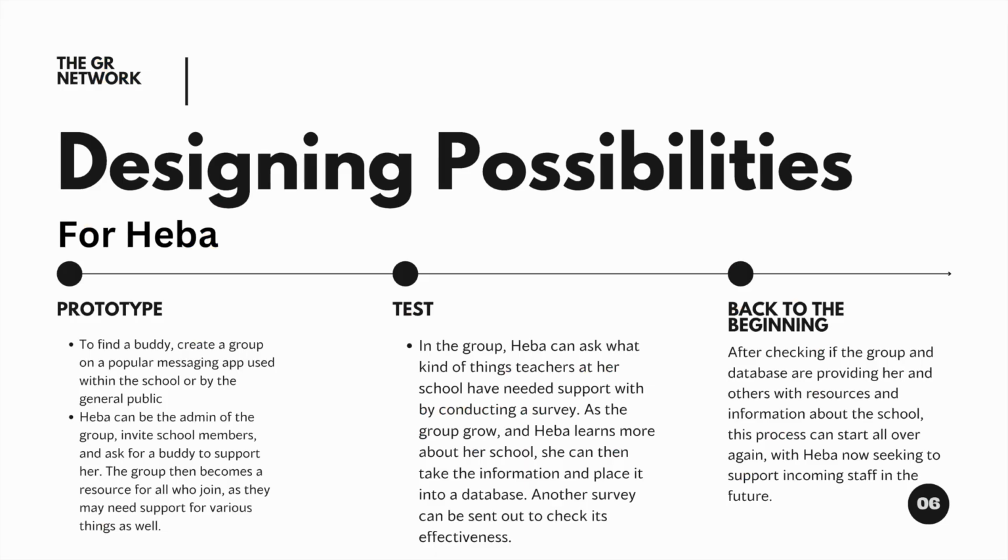Since the problem Heba faced was in the past, creating a prototype for a past event is difficult. However, the prototype that can be designed is for the next onboarding event, which Heba could be a part of. My prototype would be the following: to find a buddy, which Heba successfully had done, and create a group on a popular messaging app used within the school or by the general public. Think WeChat, WhatsApp, etc. Heba can be the admin of the group, invite school members, and ask for support from those in the group, slowly building a network.